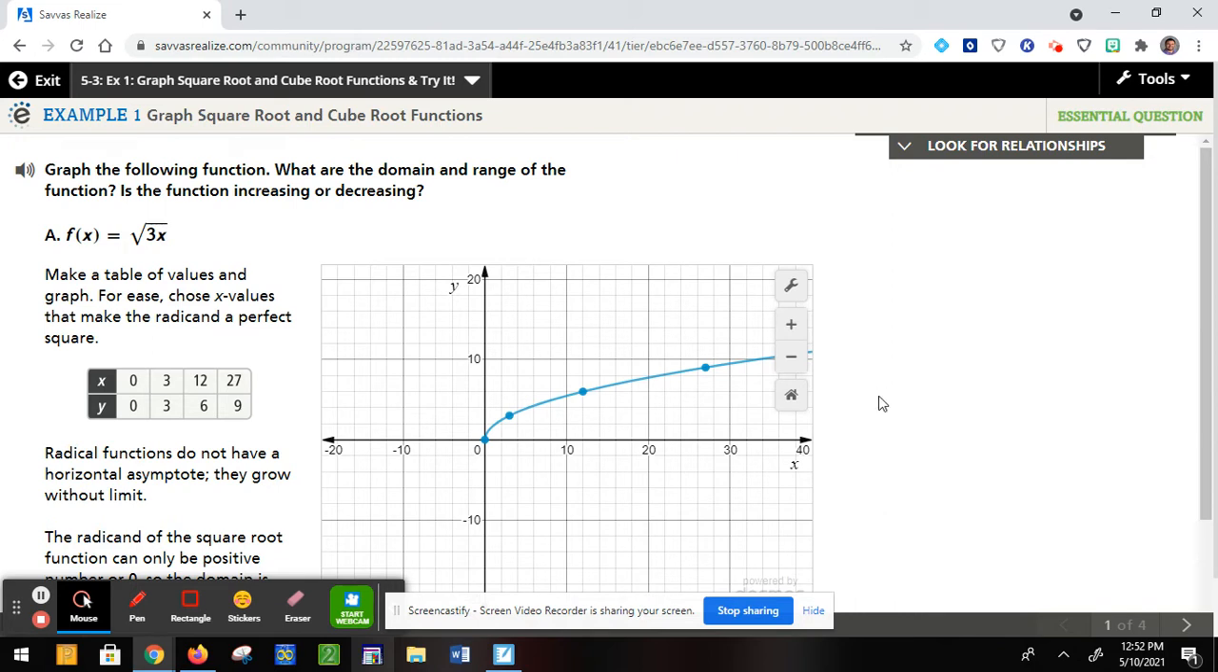So, to the second question here, is the function increasing or decreasing? This is an increasing function. It will never level off. The y value will continue to increase as the x value increases. The degree to which it is increasing will decrease, if that makes sense, but it will never level off.